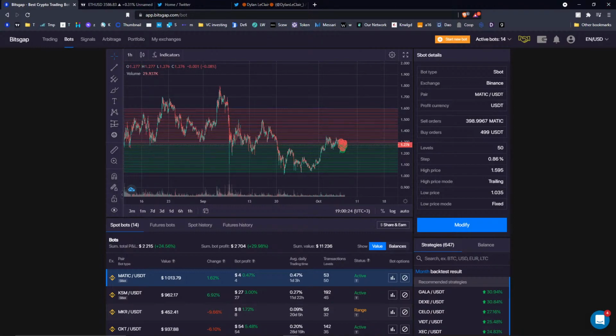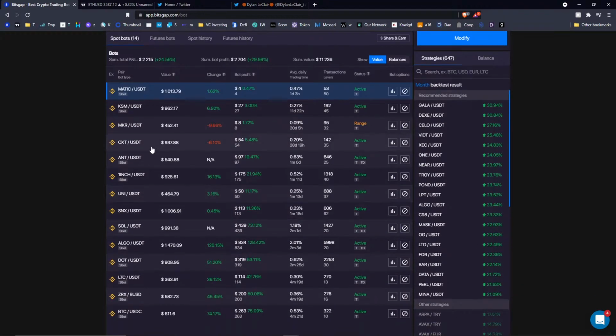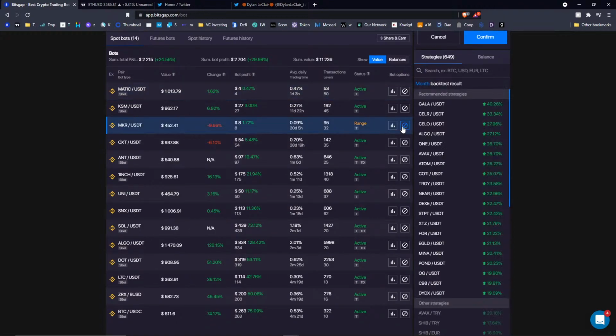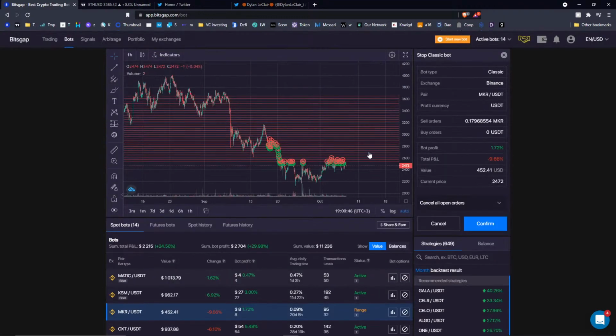So let's see what kind of questions you guys have. So a question: when I close the bot, how can we calculate the exact quote currency sum that we receive back in the exchange account? So let's say I want to close my MKR trade. I go here, click on close, sell at the market price.